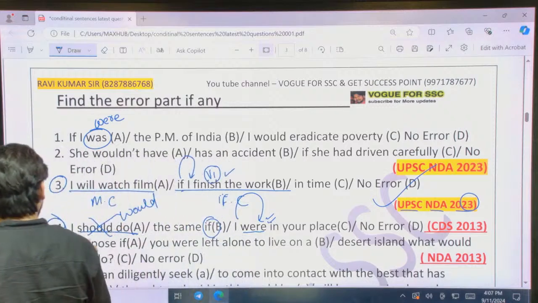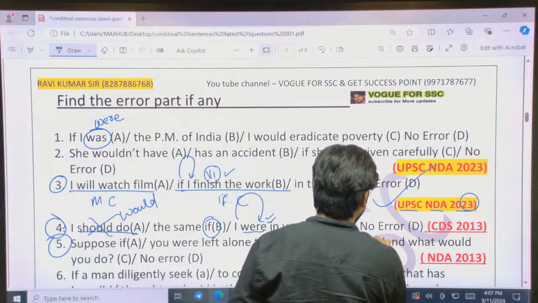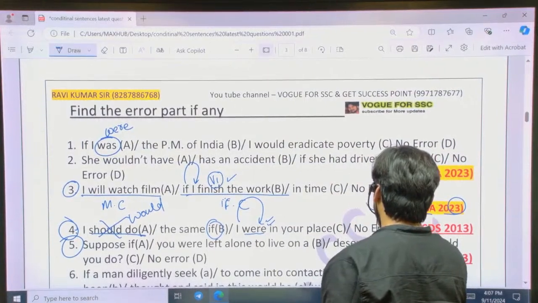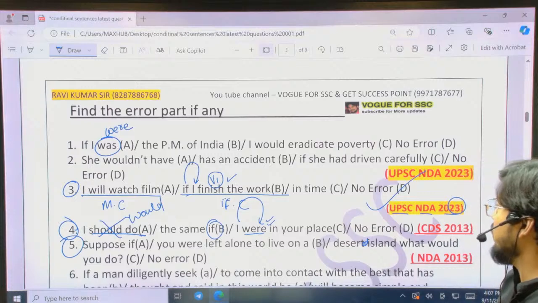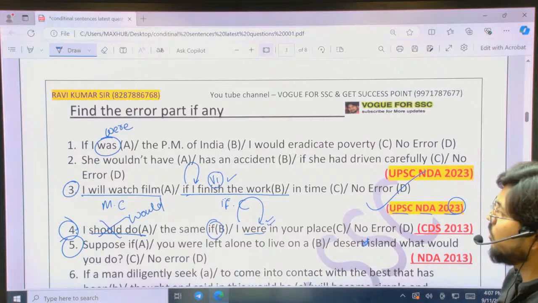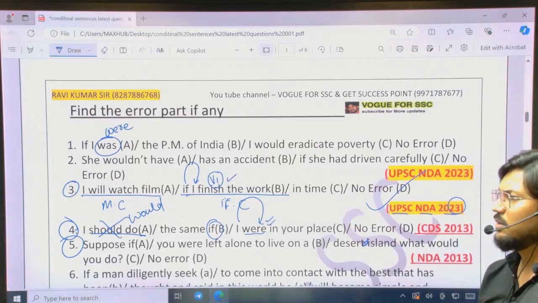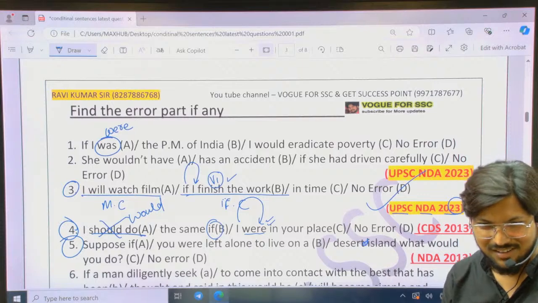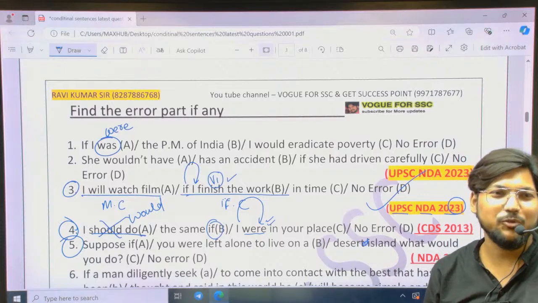Question number 5. Can anybody tell me, suppose if you were left alone to live on a deserted island, what would you do? This is a typing mistake. Is the sentence correct or not? Why? Very good. Haven't I taught you superfluous?